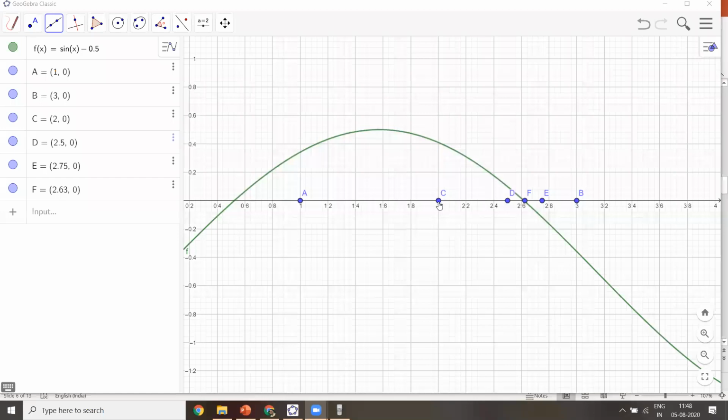So 2 is your root. But by looking at the graph you will say, no sir, we have not found the root yet. Okay, so we need to go for the next iteration. For the next iteration, I need a new value of x1 and a new value of x2.